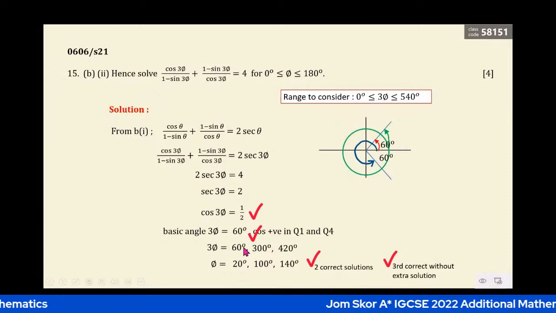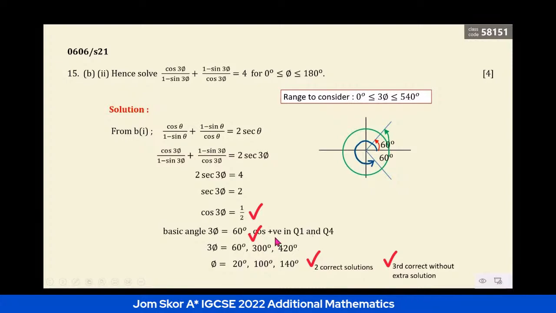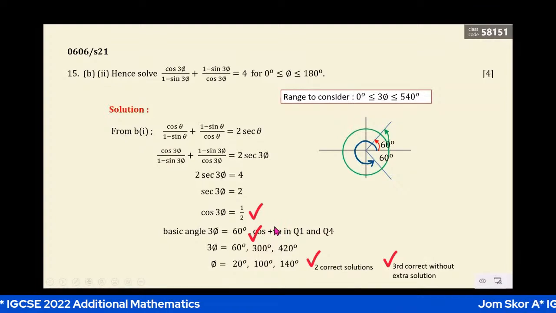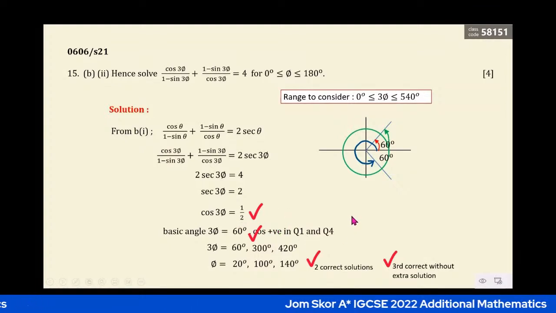Okay, so identify dulu angle mana dalam kuadran mana yang kita nak cari. Dia positif ke dia negatif? Kalau dia negatif, cos negatif dalam kuadran berapa? Sekarang ni dia cos positif, meaning that in quadrant 1 and quadrant 4.